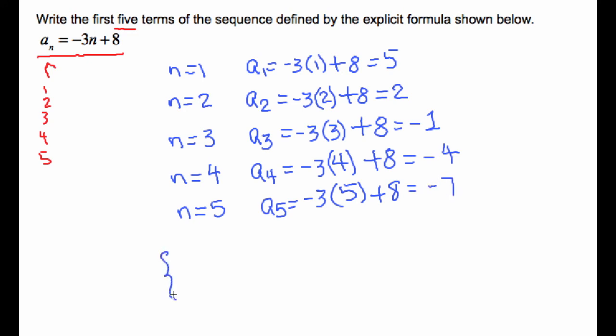Writing as a sequence of terms, we put a brace, and we'll write the first term as 5, second term is 2, third term negative 1, fourth term negative 4, fifth term is negative 7.